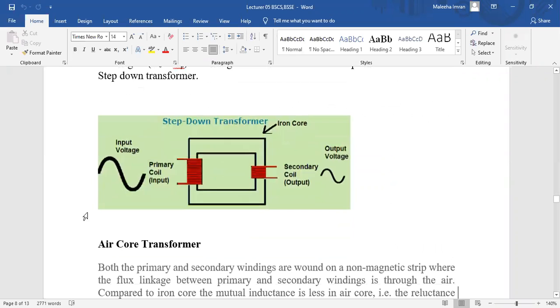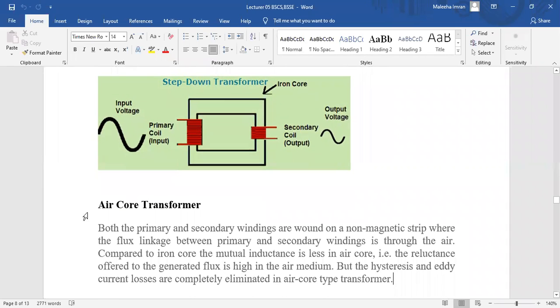Then we have different types of transformers also, depending upon the core. We have the air core transformer. In the air core transformer, both primary and secondary windings are wound on some non-magnetizing material. So the linkage between the primary coil and the secondary coil is through the air.